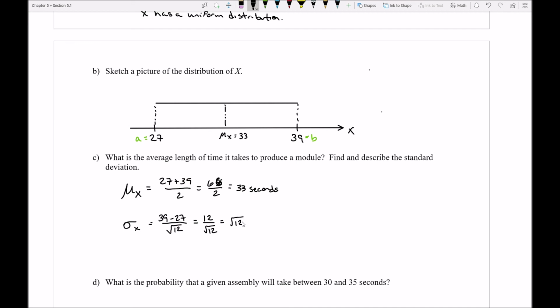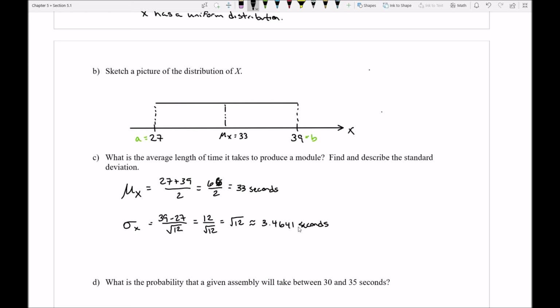If you love simplifying a little bit more, you can rewrite this as just the square root of 12 by rationalizing the denominator. And if you were to plug this into your calculator, you would see that you get roughly 3.4641. And of course, the units on there are still seconds. So of course we know what this means. It's pretty typical for us to get a module produced in 33 seconds, but don't be too surprised if it takes an extra or is faster by about 3.4641 seconds. That happens all the time.